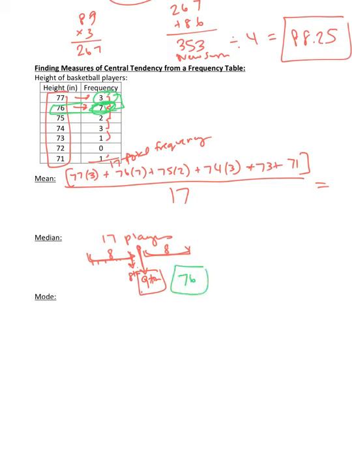I could add my frequencies from the other direction, from the bottom also. If I added 1 plus 0, it's 1. Plus 1 is 2. Plus 3 is 5. Plus 2 is 7. I'm looking for the 9th player. So right here, I've got 7 players. So the 9th player has to be somewhere in the next group of 7 players, which again is the same answer, 76 is my median. And then the mode is the easiest to answer. The highest frequency you could see right away is the one with a frequency of 7, which is the 76.